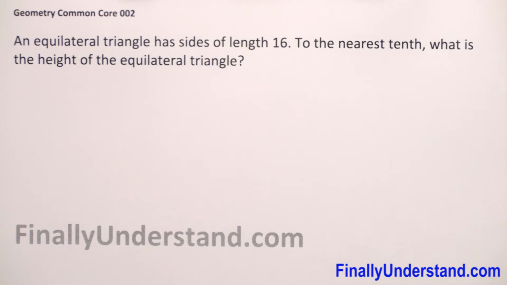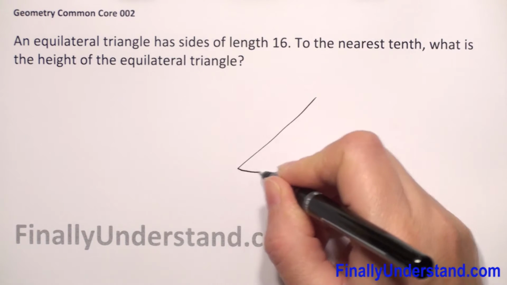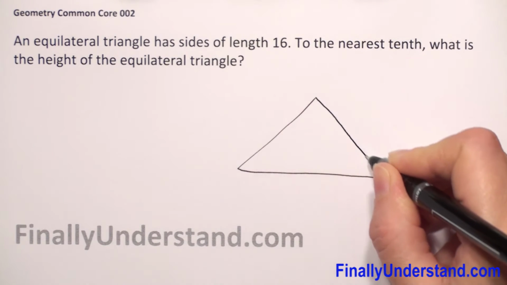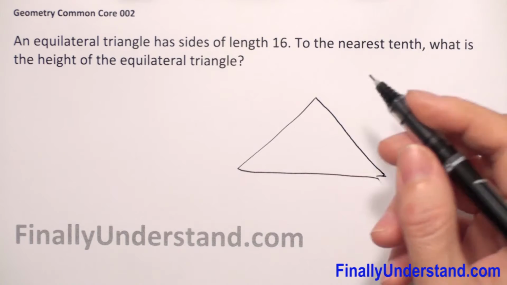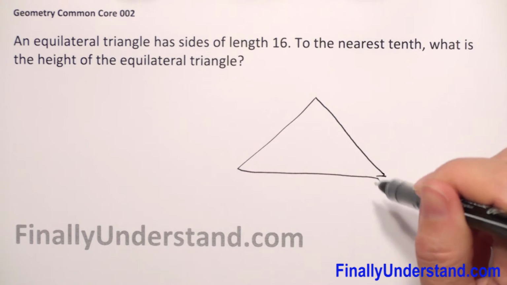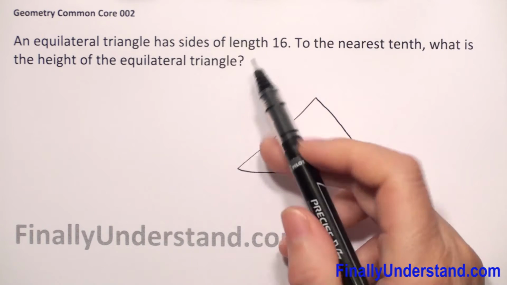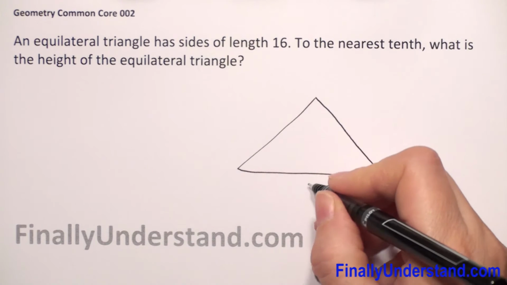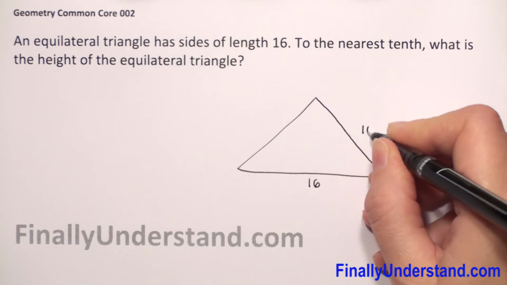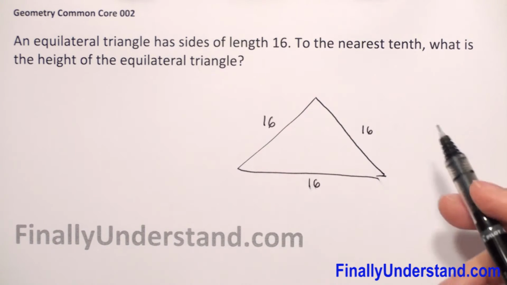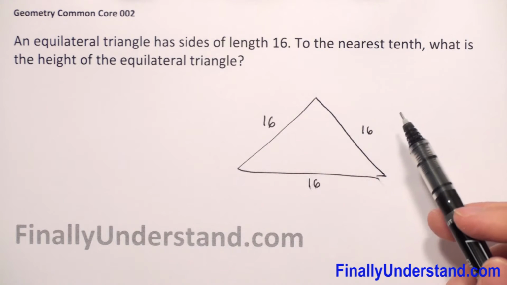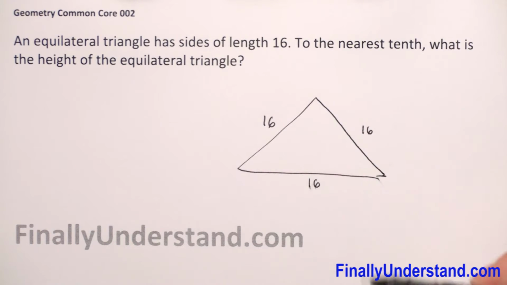So let me draw the triangle. This is our triangle, an equilateral triangle. All sides are congruent, so the length of each side is 16. What else? We have to find the height of this equilateral triangle.